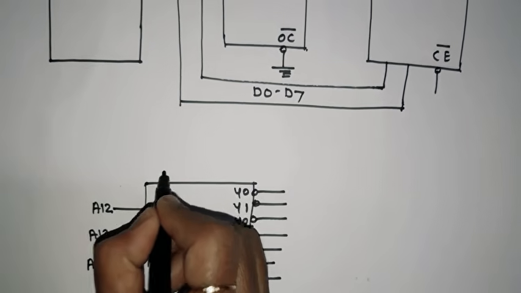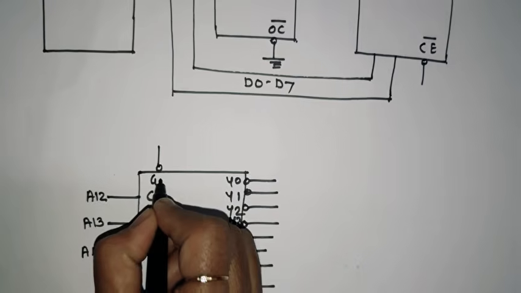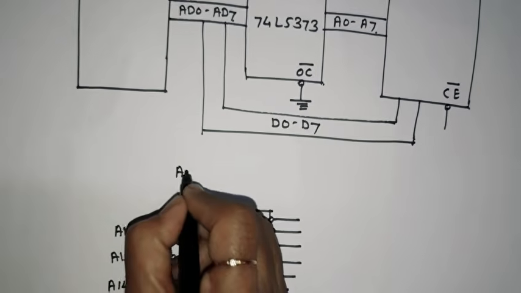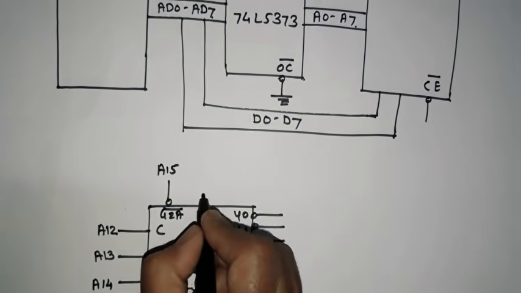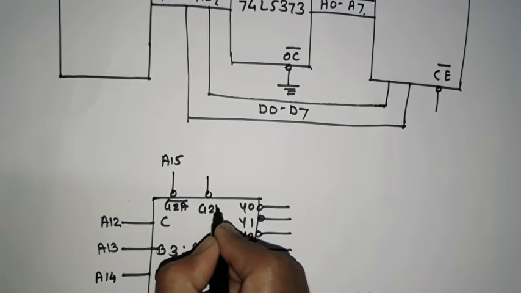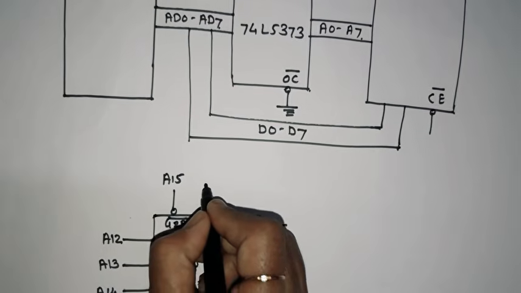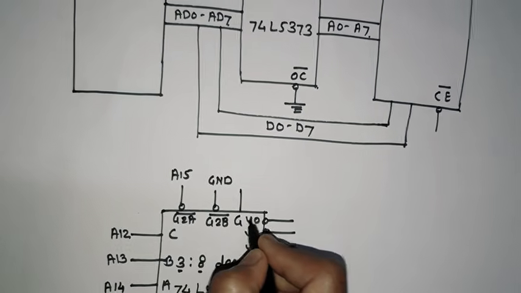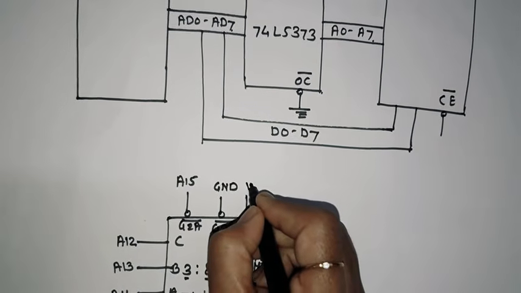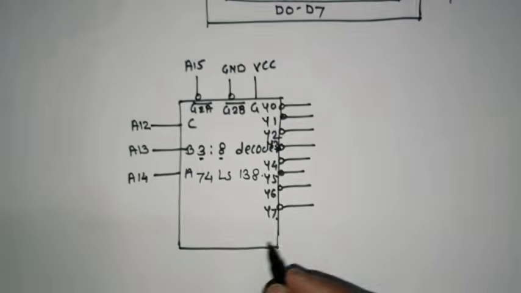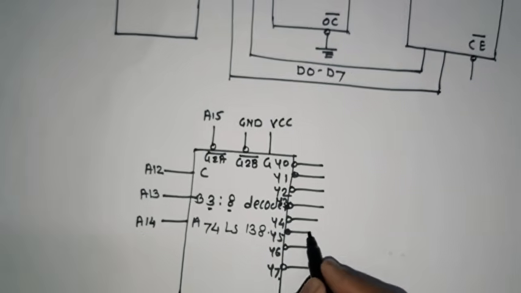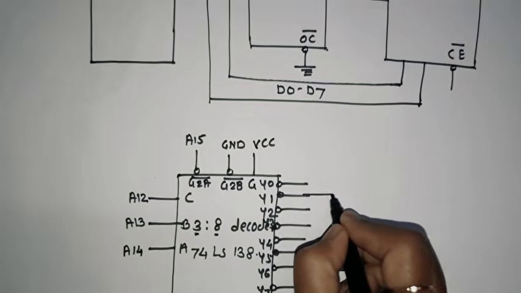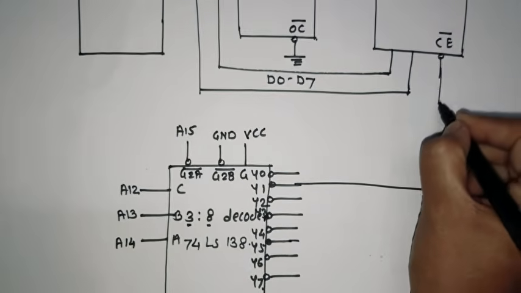One more pin is there, active low, called G2A bar. So I am connecting A15 here. One more pin is active low, that is G2B bar. It is active low, therefore it should be connected to ground. And the G pin, that is active high, should be connected to VCC. Out of these 8 lines, I can use any one of them. So here I am using the Y1 pin to select the memory chip.